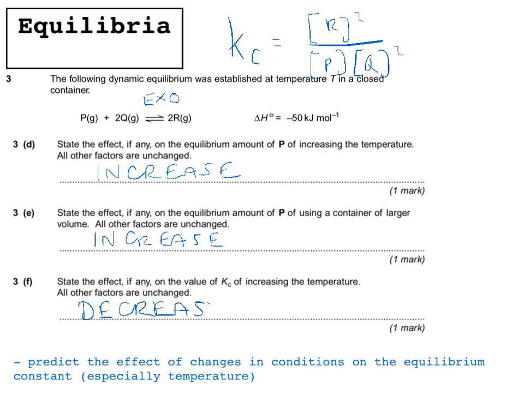Now it's important to remember that the only thing that will affect Kc is the temperature. If we increase the pressure or decrease the pressure, or if we increase the concentration of something, they will not affect Kc, because the ratios of the concentrations will stay the same. The only thing that will change Kc is changing the temperature, and I need you to remember that.